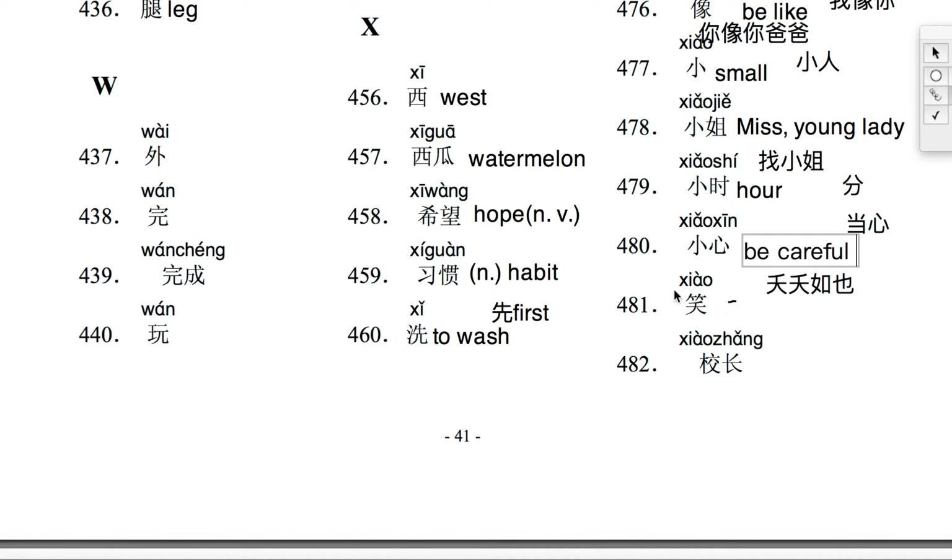481, 笑. 笑 means to laugh. Okay? Look at this character. The upper part, does it look like smiling eyes? When you smile, your eyes turn to be like this. It's like an emoji. Have you seen this before? Here are your eyes, here are your eyeballs, and it looks like you're smiling. And the lower part of this character means you feel very good, very relaxed and comfortable, okay?